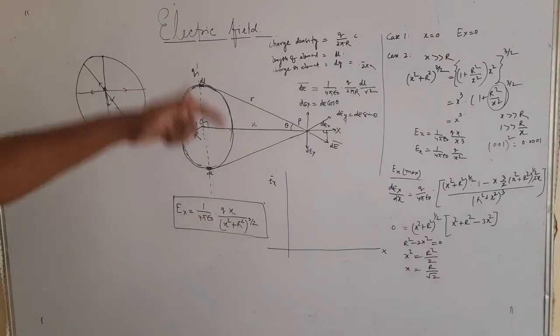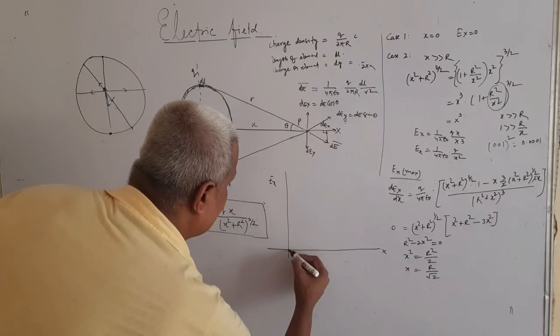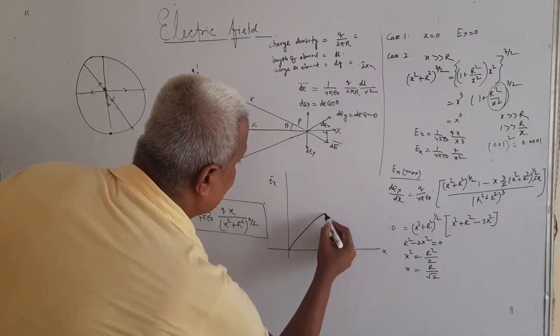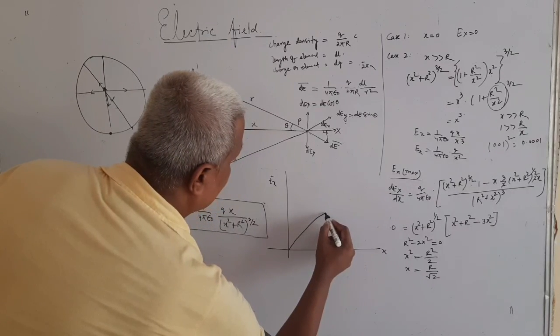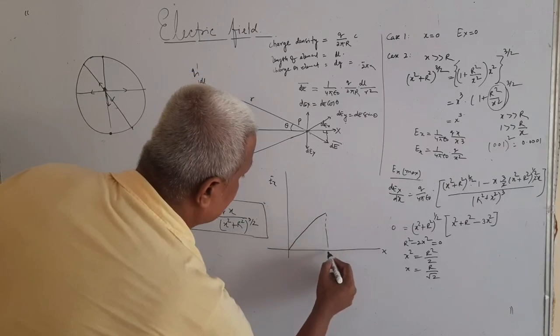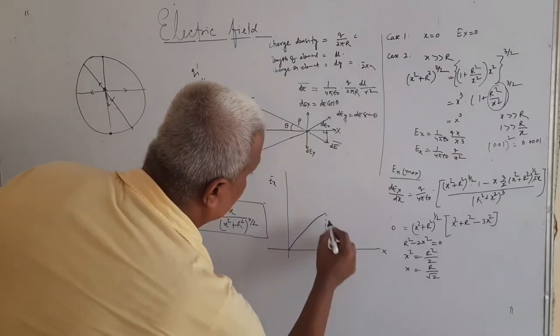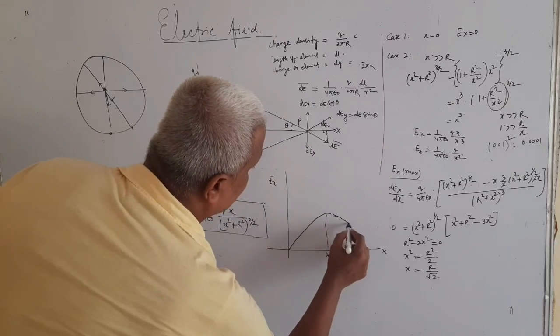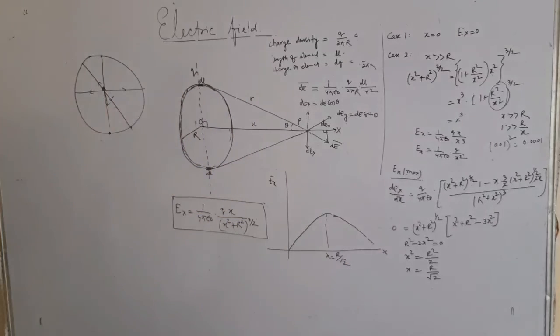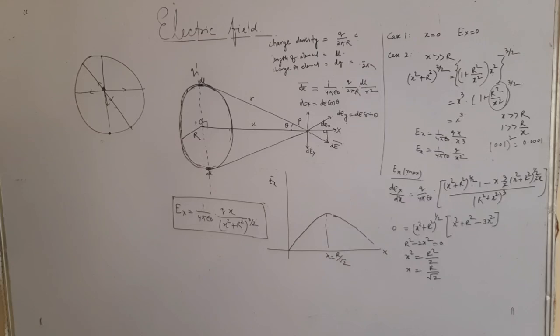Now just look at case 1. So in case 1, at x equal to 0, the electric field is 0. So my graph will start from somewhere, and then reach the maximum value, and that value is at x equal to r over under root 2, and then it further decreases and it goes like this, and later it will become parallel to the x-axis, unchanged.